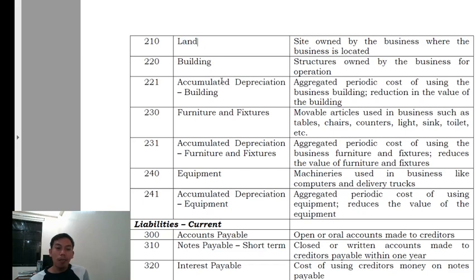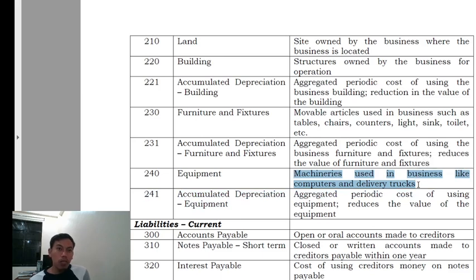ang halaga ng land. Unlike building, furnitures, equipment, lahat yan meron silang accumulated depreciation. What are furnitures? These are movable articles used in business such as tables, chairs, counters, light, sink, toilet, and others. Bulbs or electric fans, furniture and fixtures yan. Then we could have equipment. These are machineries used in business like computers and delivery trucks.